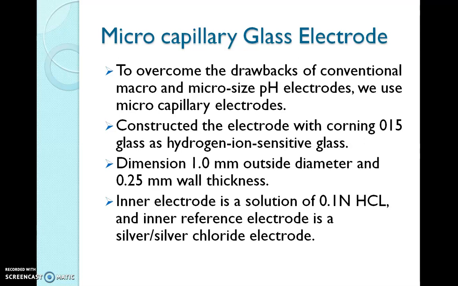The inner electrolyte is a solution of 0.1 N hydrochloric acid, and the inner reference electrode is a silver or silver chloride electrode. The silver or silver chloride electrode is made by an electrolytic method from a silver wire 0.127 millimeter in diameter and 99.9% purity. An FET input operational amplifier is integrated into the pH electrode.